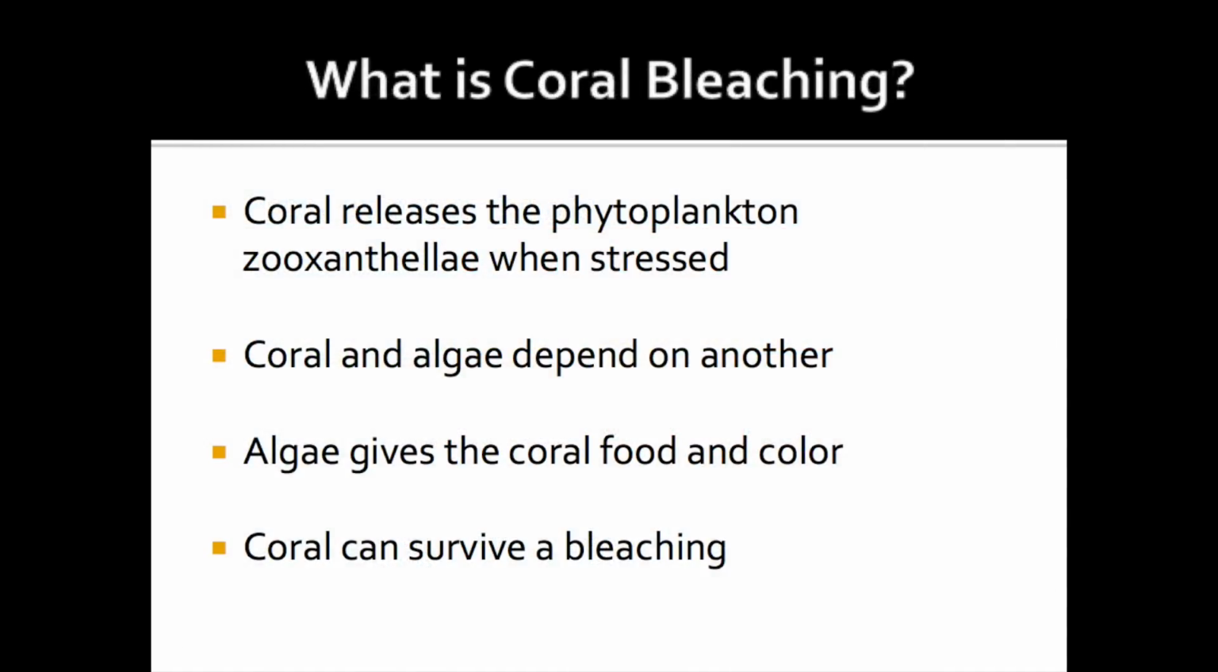Before we ask what coral bleaching is, we must first understand the relationship between coral and algae. That relationship is that they both depend on each other to survive. When the algae is stressed, it will leave the coral. The coral is then left bleached and vulnerable. The algae gives the coral color, helps with food through photosynthesis, and protects the coral. The coral can survive a bleaching, but it is under increased stress and subjected to increased mortality rates.